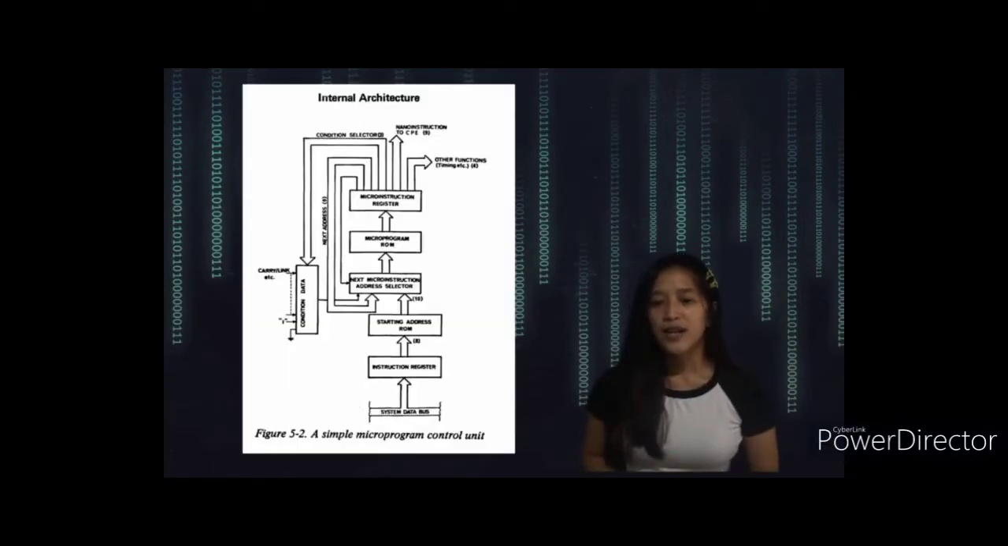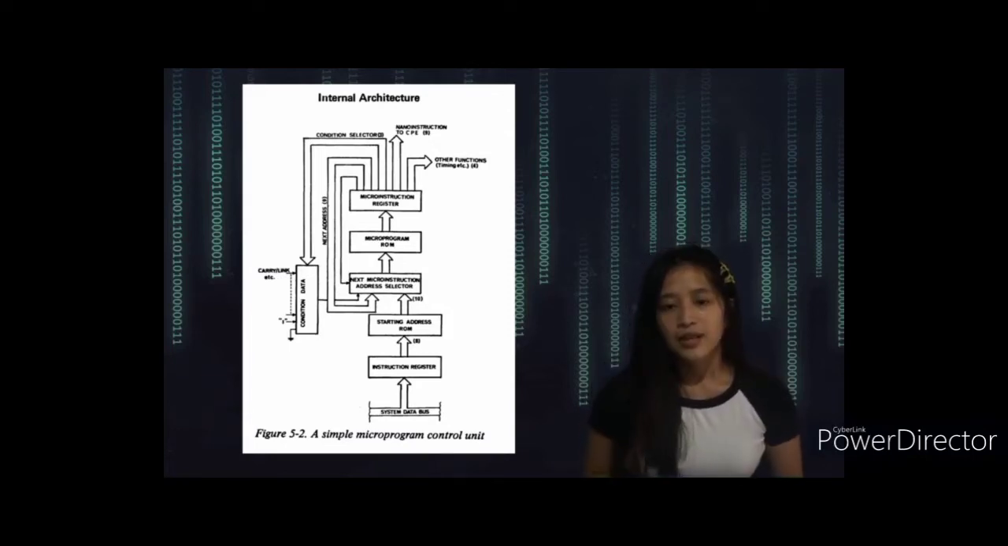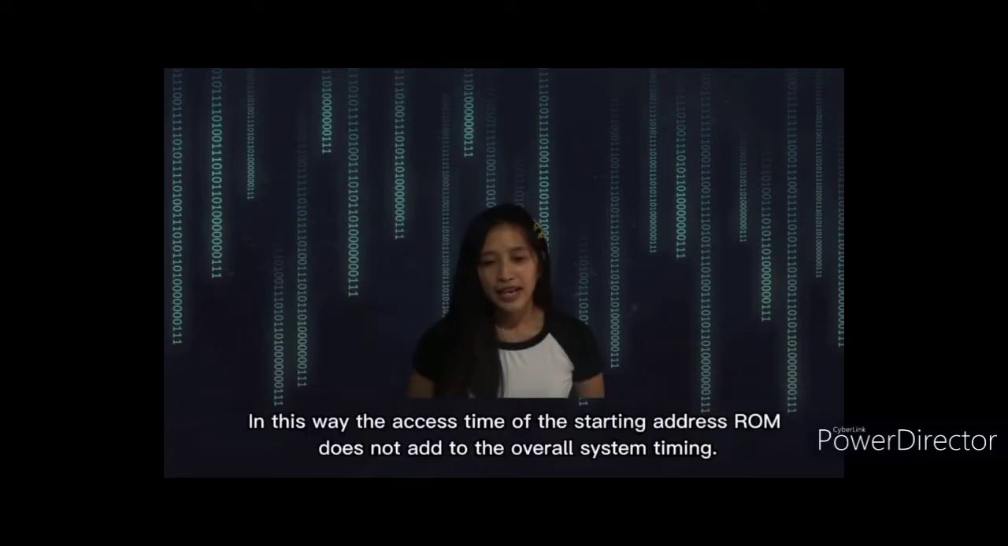For example, in the simple control unit of figure 5.2, it would be advantageous to load the instruction register in advance of the beginning of the instruction cycle, so that when the cycle does begin, the microprogram starting address is already available at the data selector. In this way, the access time of the starting address ROM does not add to the overall system timing.